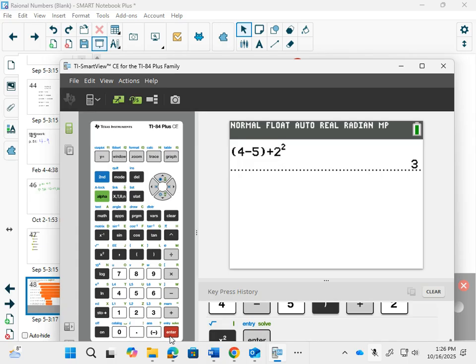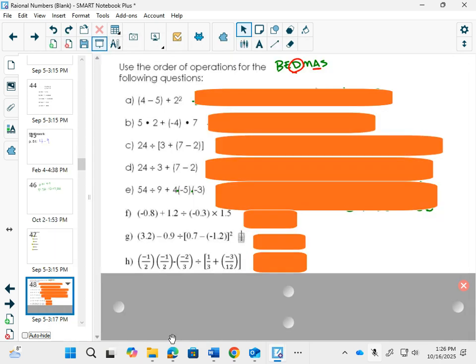No, that is called an exponent, and we use the hat key. Enter. Is there anybody that couldn't get 3 on their calculator? You could not get 3? 2 to the power of 2 is 2 with the hat key.